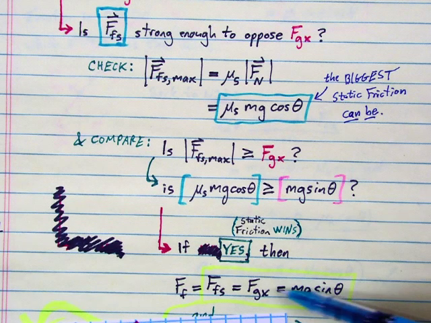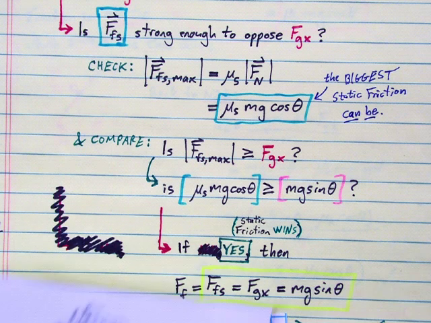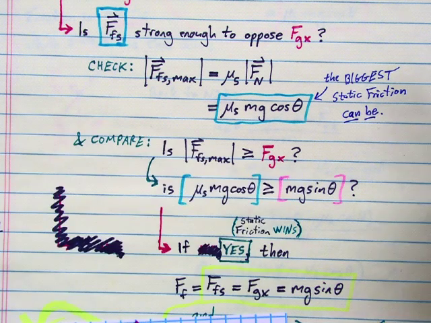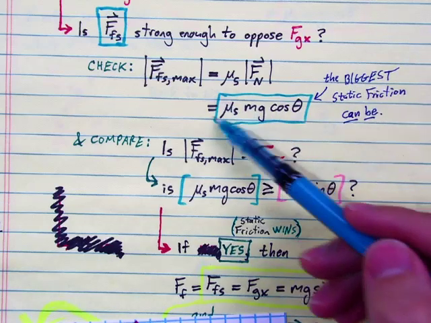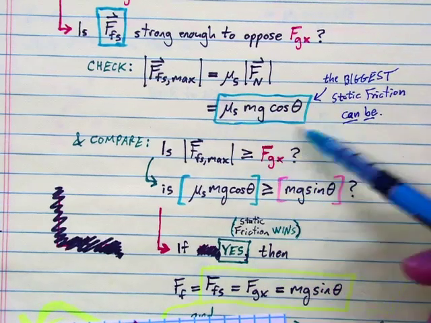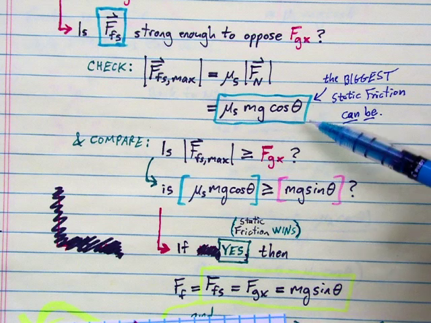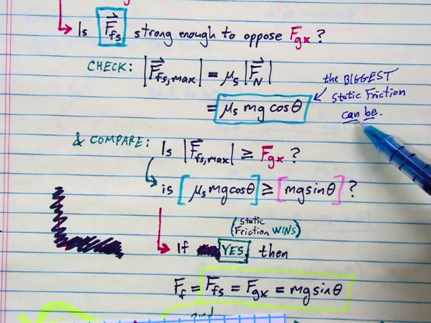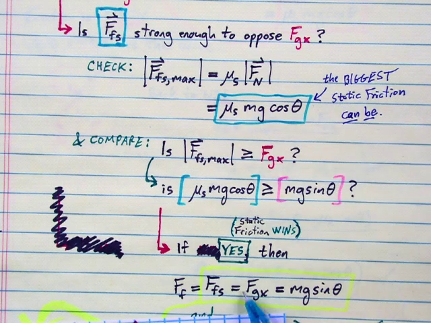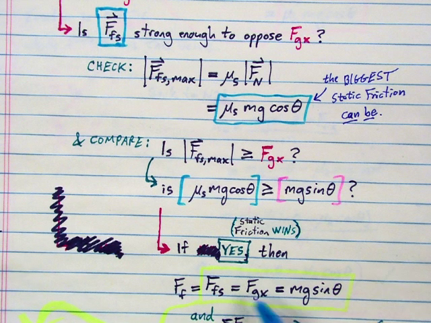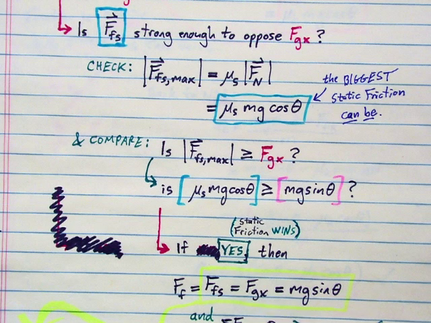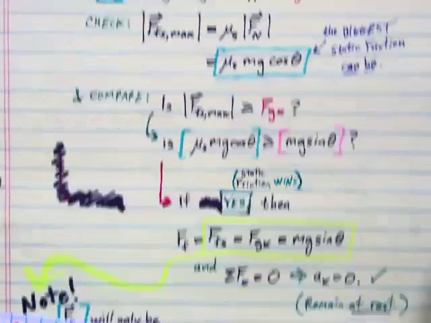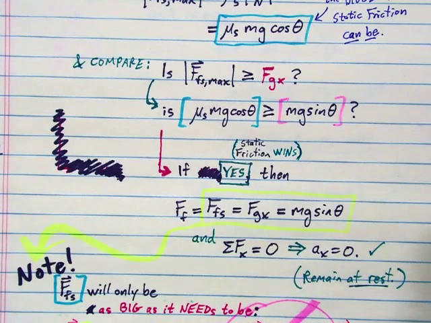So right here, a common misconception shows up, which is that this expression for the maximum force of static friction is not always how big static friction actually is. That's the biggest it can be. But it's only going to be as big as it needs to be. It'll only be as big as the x component of gravity. So then, if it's just able to match the force of gravity, net force in the x direction is 0, acceleration in the x direction is 0, and we remain at rest.